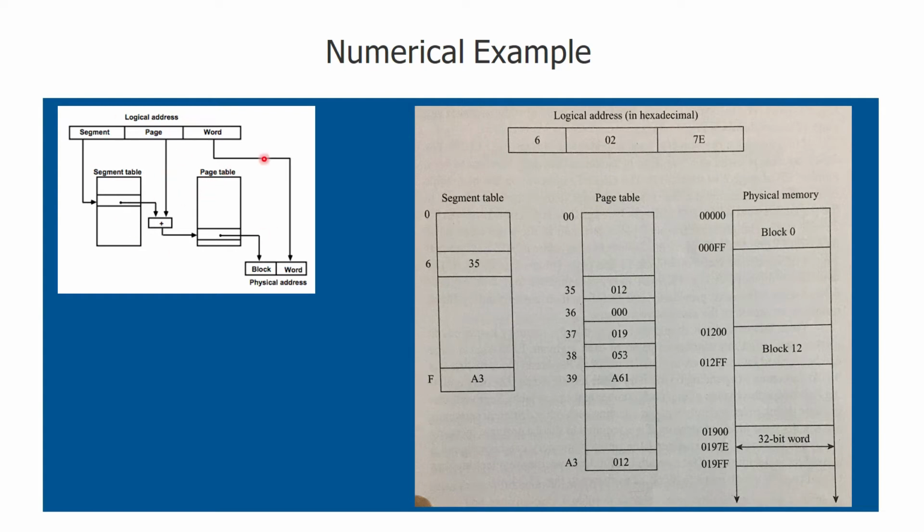Use this table, this figure, to solve this one. You have to take the 6 value, this 6 here, and go to this location. There is 35, and you have to add this 35 with this 2. 35 and 2 is 37, which is this one, so you get the value 019. You have to append the value of the word here, so this 7e will be appended with this one. So 0197e is the address. This is the 32-bit word which you need to access, 0197e. So this is how you map it.